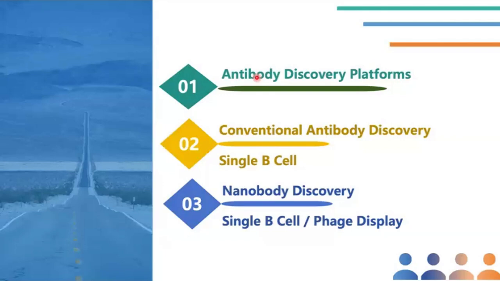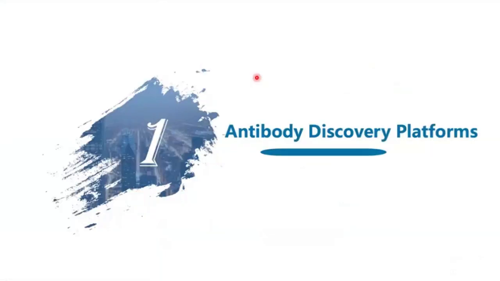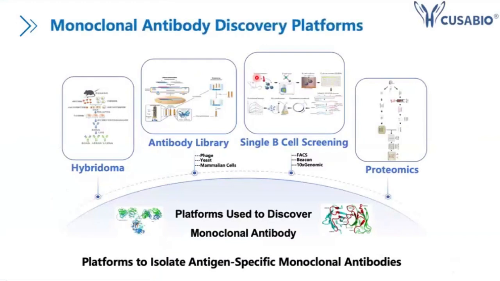Okay, so, an introduction about different antibody discovery platforms. First, definitely will be the Hybridoma, right? Hybridoma technology serves as a key to unlock the door to monoclonal antibody applications. And after this, there were some new technologies that addressed the limitations of the Hybridoma strategy, for example, antibody libraries, including phage display and some others. And also we have the single B cell screening strategy.